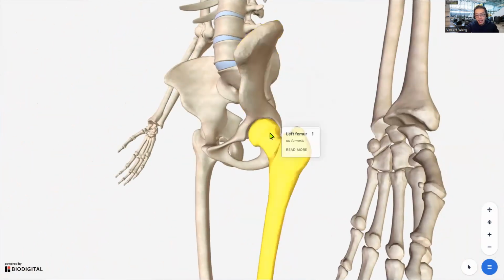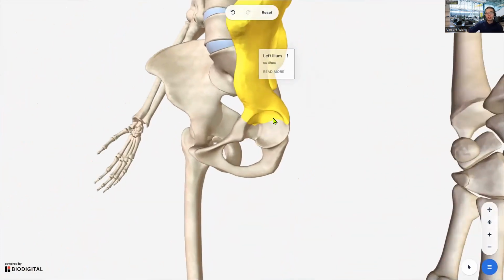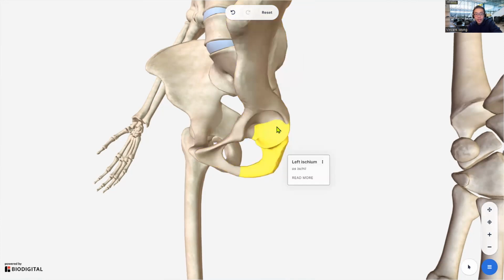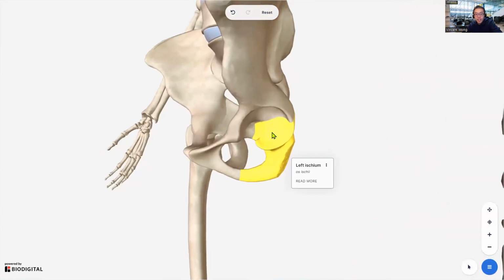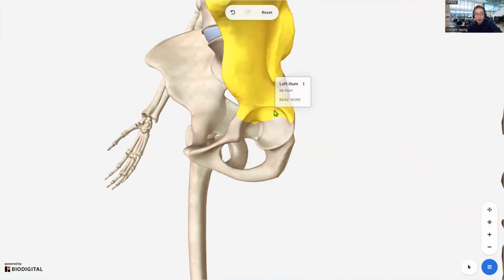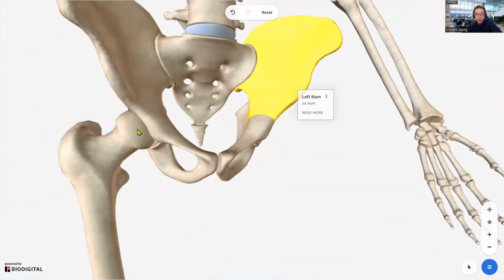And I'm going to delete the leg here, okay? And you can see the ilium forms part of the socket, the ball and socket joint of your hip, right? So this socket is called the acetabulum. So we have the ilium here. At the front, we have the pubis. And we have the ischium. If you're sitting right now, which I imagine all of you are, you're sitting on your ischium. Okay, so pubis, ischium, and ilium all form the acetabulum, where the head of the femur goes in.